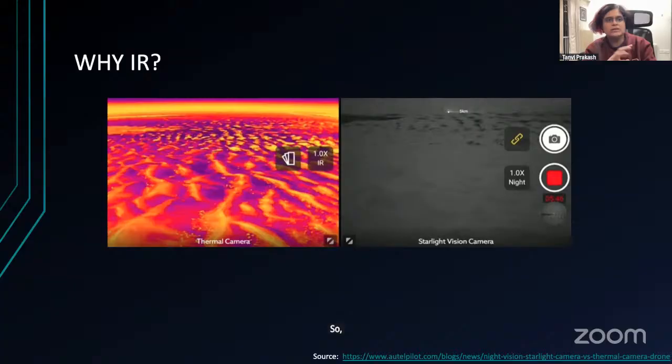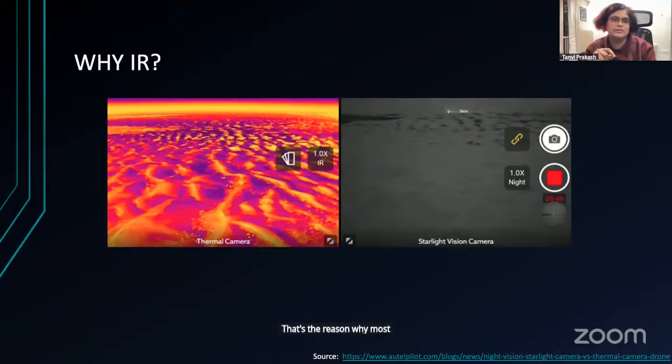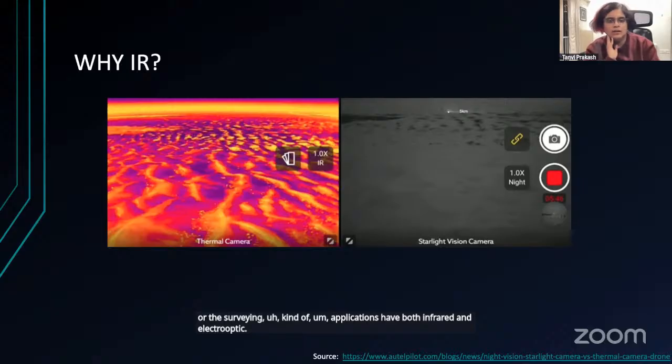So you can see the kind of information that gets augmented when you have a camera that has both in it. Just imagine if you could have both, right? Infrared as well as electro-optics. That's the reason why most UAVs, at least in the surveillance or the surveying kind of applications, have both infrared and electro-optic.